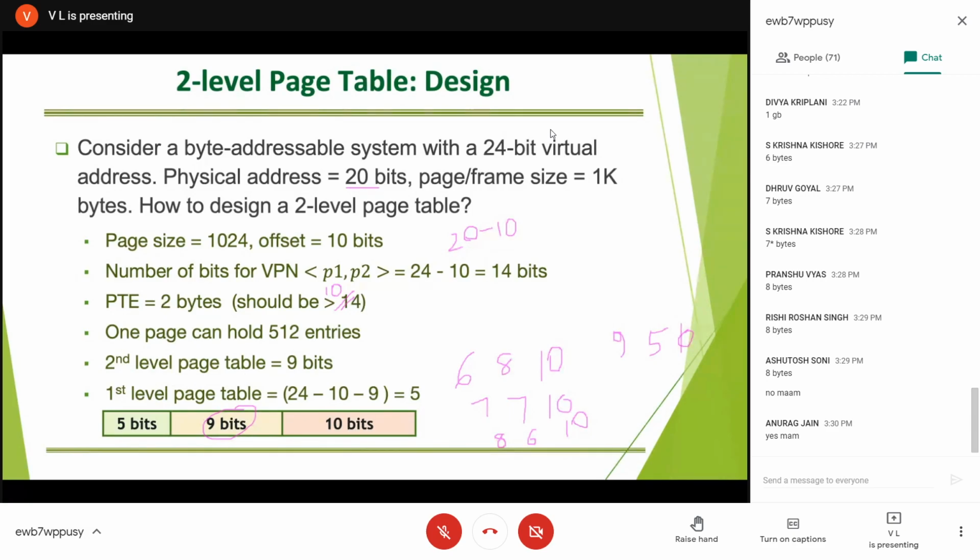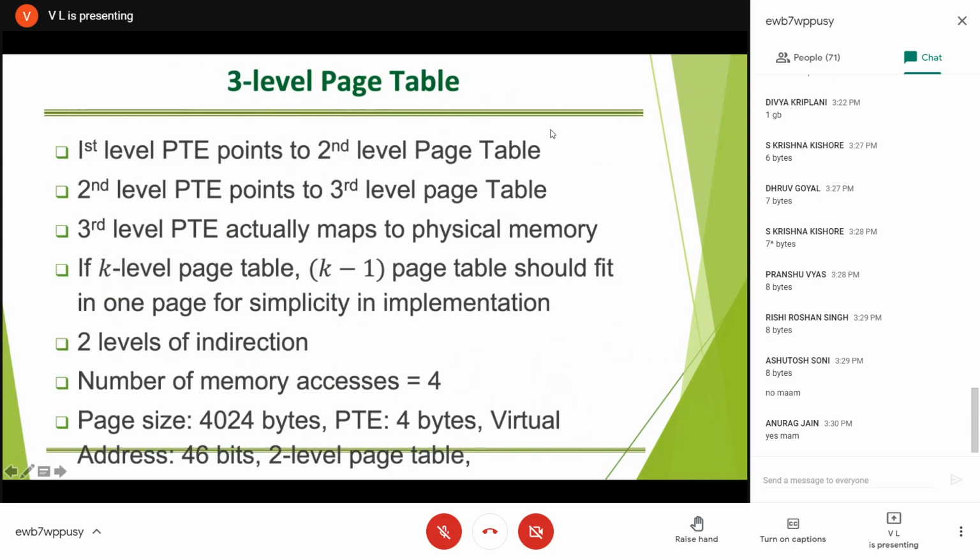So either we can ensure that first level page table entries are completely full, so it can accommodate one complete page, or we can accommodate pages here. So it all depends upon how we would like to organize it. The point is we can go to a 3-level page table.